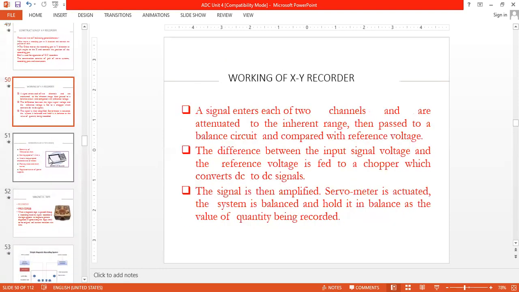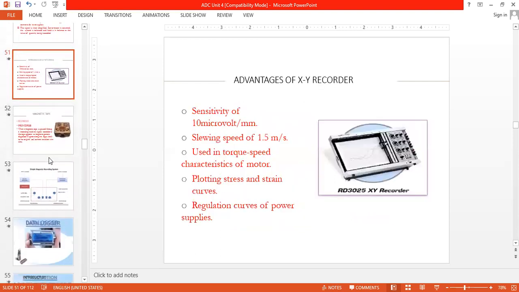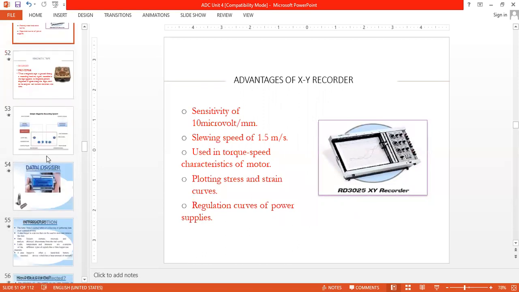The self-balancing advantages of the X-Y recorder are a sensitivity of 10 microvolt per millimeter, a slewing speed of 1.5 meter per second, a unique torque value, and regulation curves of the power supply. Like that it will have.